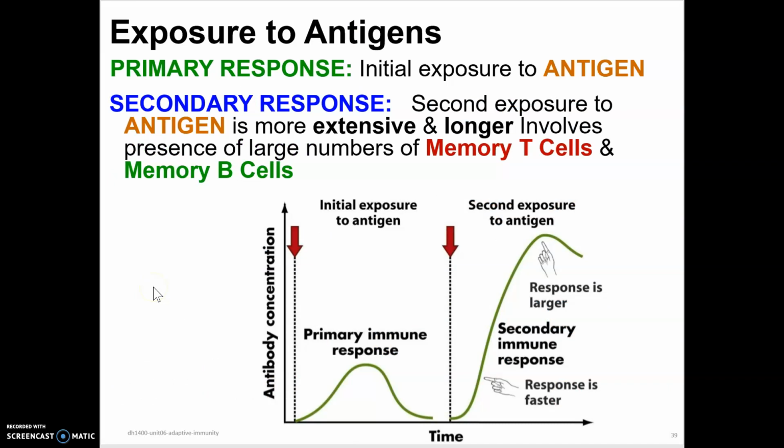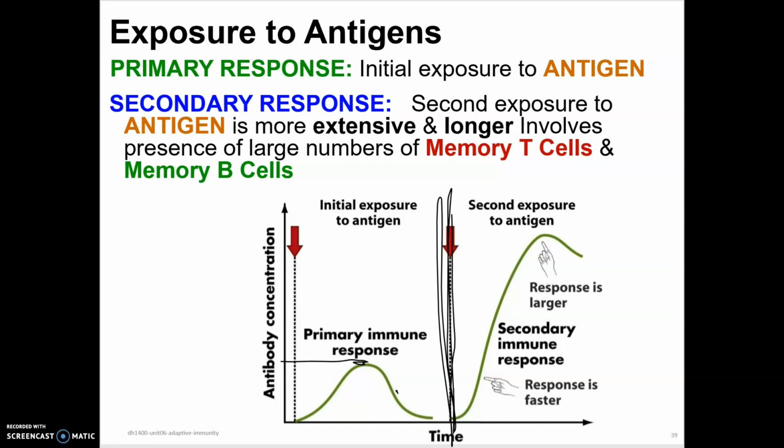This is where the memory part of our immune system becomes very important. Our primary response is what happens when we first get exposed to the antigen. If we look at this graph, antibody concentration is on the y-axis and time is on the x. Keep in mind these are two different graphs, so put a line in between. In our primary response, you're exposed, the antibody concentration goes up, it peaks around right here, and then you get better and the antibody concentration goes down.